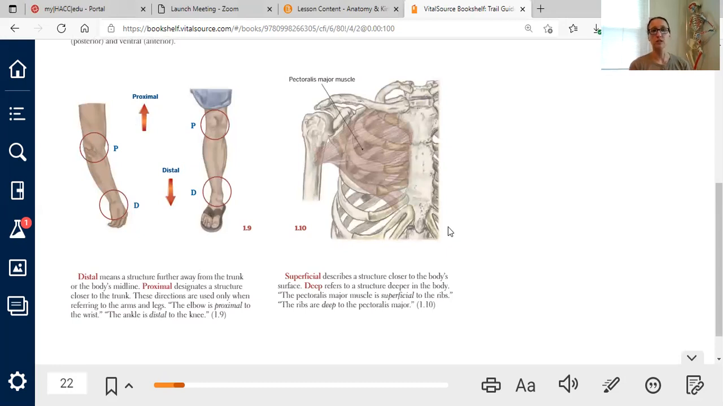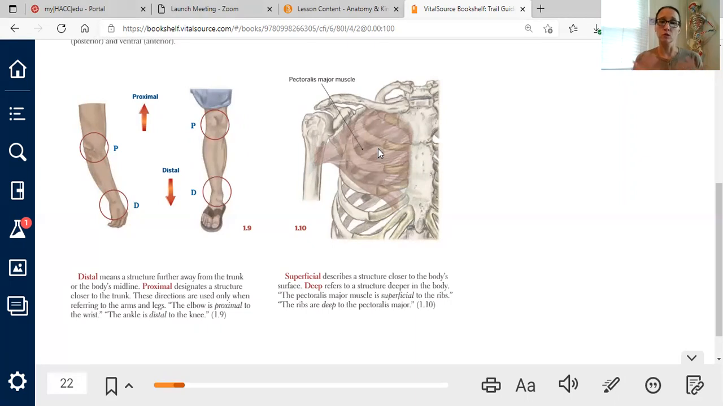And then we have superficial and deep. Superficial describes something that is closer to the surface of the body, and deep describes something that is further away from the surface of the body. We use superficial and deep when we're talking about muscle layers. So for example, pectoralis major muscle is superficial. Right under the skin here, you have pectoralis major muscle. Now, the ribs themselves are deep to pec major because obviously they are further away from the surface of the body than pec major is.